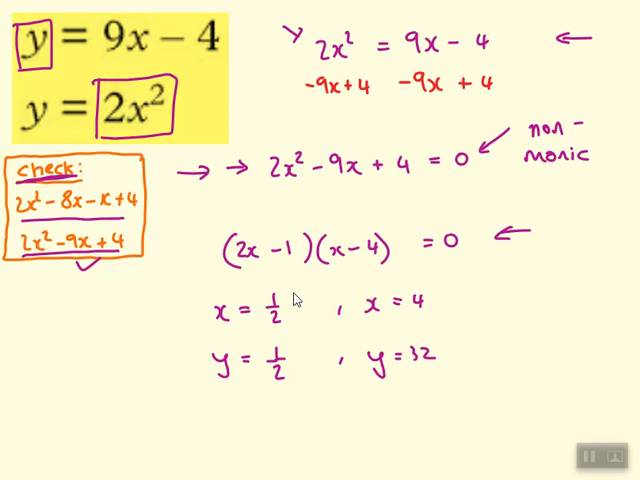Okay, so these are the two answers that you first of all get. You get x equals a half and x equals 4, and the corresponding y values turn out to be y is a half and y is 32. So these are the two answers. So a half and 4 and 32. And remember, it's always a good idea to double check that they work in this. So just make sure it does. But it certainly does work, and you should get it working as well.